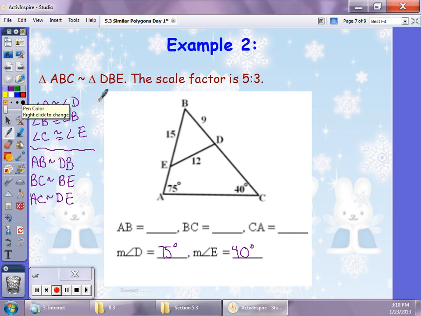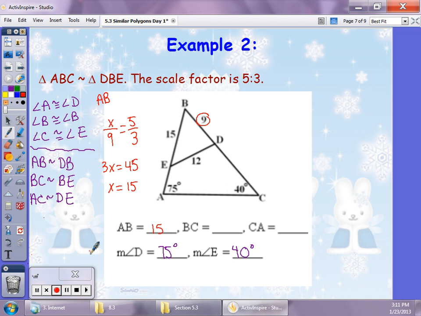Let's start with AB. So using our correspondence statement, we know that AB is going to be similar to DB. We know that DB is 9. So if we start setting up a proportion, let's say that AB is x, which corresponds to DB, which is 9. And if we set that equal to our scale factor of 5/3, we can go ahead and solve our proportion. 3x equals 45. So AB is going to be 15.